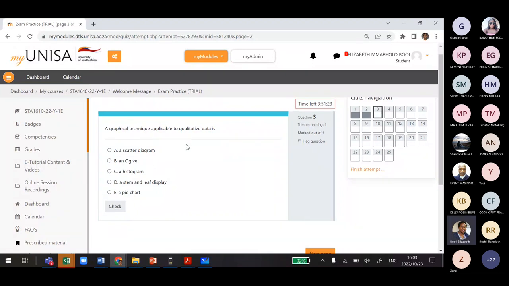Okay, so let's look at this one. If you have a question before I press the next button, please ask. Don't wait until I have already pressed the next button, because then we lose that question.